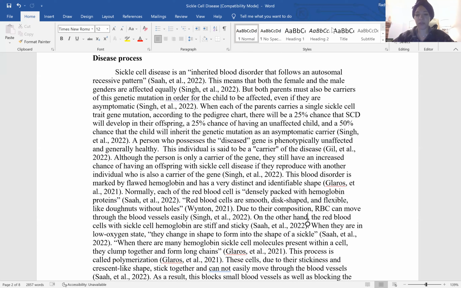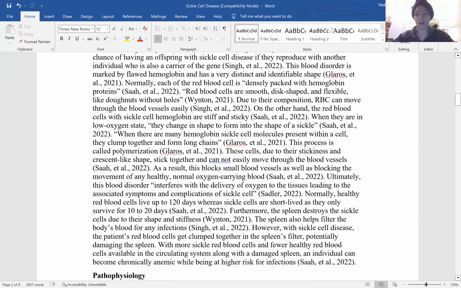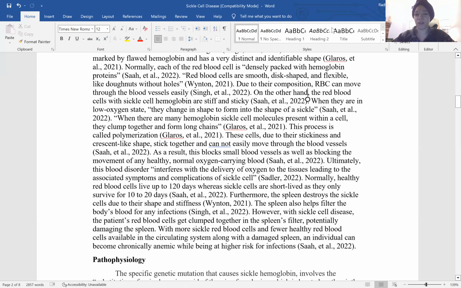Normally, each of the red blood cells is densely packed with hemoglobin proteins. Red blood cells are smooth, disc-shaped, and flexible, like donuts without holes. Due to their composition, red blood cells can move through the blood vessels easily. On the other hand, the red blood cells with sickle cell hemoglobin are stiff and sticky. When they are in a low oxygen state, they change in shape to form the shape of a sickle.